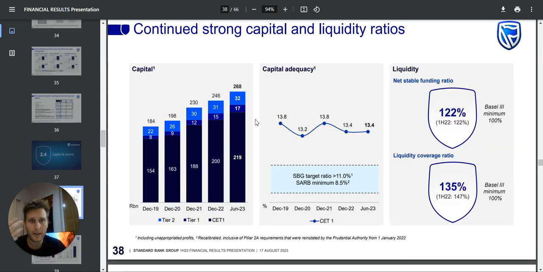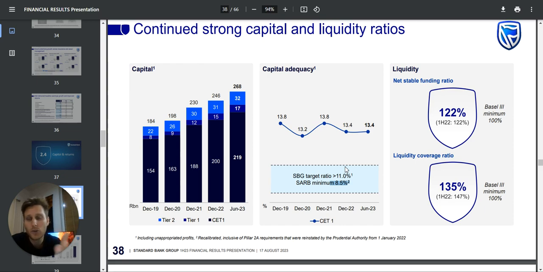So their liquidity on hand, their capital ratios are good. You can see that SARB requires them to keep 8.5. That's the South African Reserve Bank. But their target ratio is almost double that. So they're liquid enough to maintain withdrawals. They are earning increased profits from higher interest rates. Their revenue is growing. Their active customers are growing.